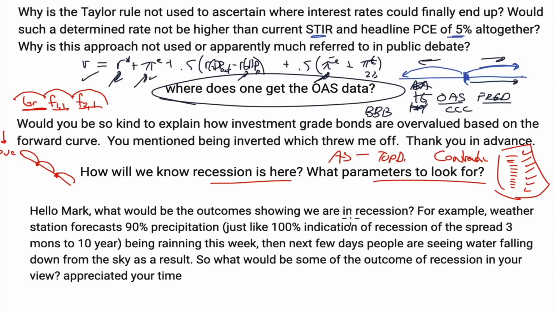What would be the outcome showing we're in a recession? I just did that. So what would be some of the outcomes of recession in your view? And again, if you have the applied series, the contraction videos in the top-down sector, in a recession, you'll know it. It's one of those things where forecasting the contraction, forecasting a recession, is very difficult to do. But when it shows up, you'll know you're in one.